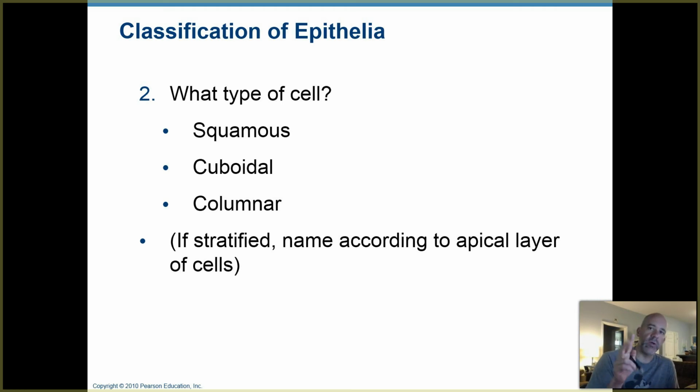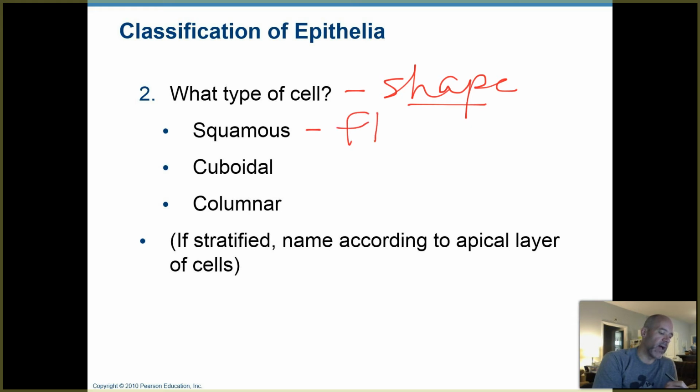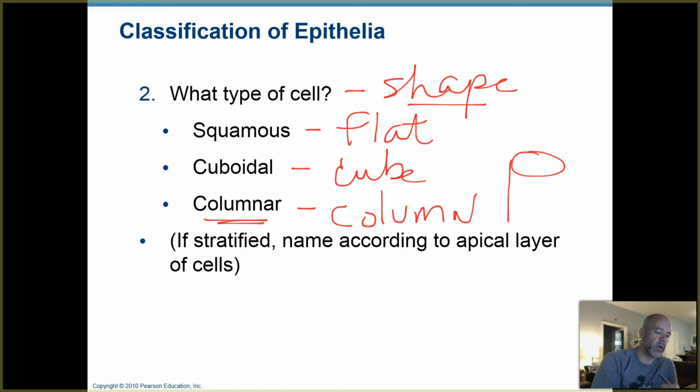All right, so the other thing that you use to classify epithelial tissues is the cell shape. Squamous means flat, like squash or squished. Cuboidal means cube-shaped, and columnar means column-shaped. The cells, if you were looking at them in 3 dimensions, would more or less look like a cylinder or a column. So what you do is you put those two names together, the layering and the shape name, and that helps you identify the type of epithelial tissue that you're looking at.